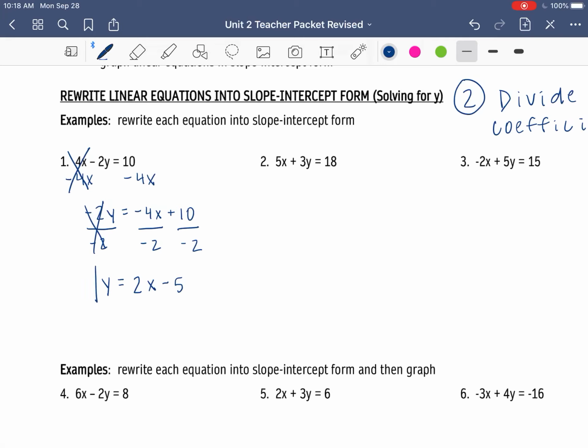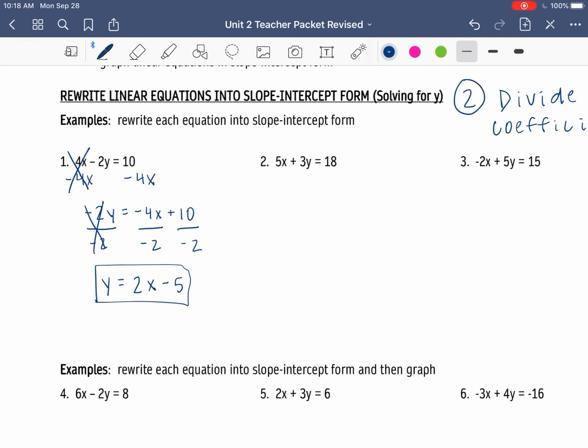Now this equation actually does graph the exact same line as the equation that we started with. It's just something that would be easier for us to graph by hand. Now I can see that my y-intercept is negative 5. I can see that my slope is 2, so it's a little bit easier for us to work with based on what we've learned so far.